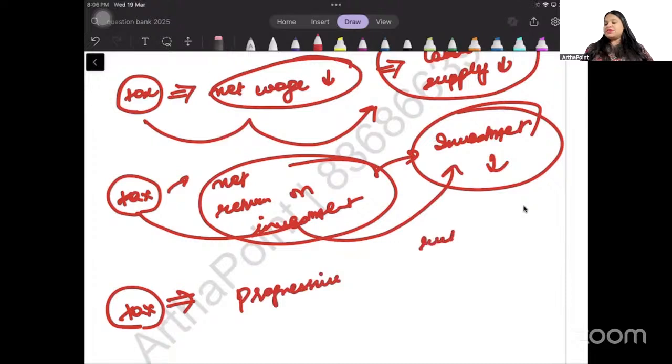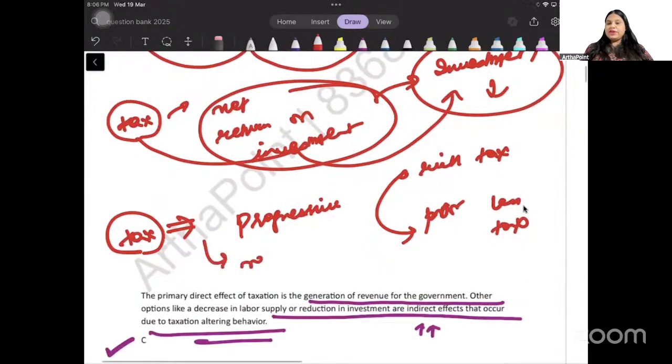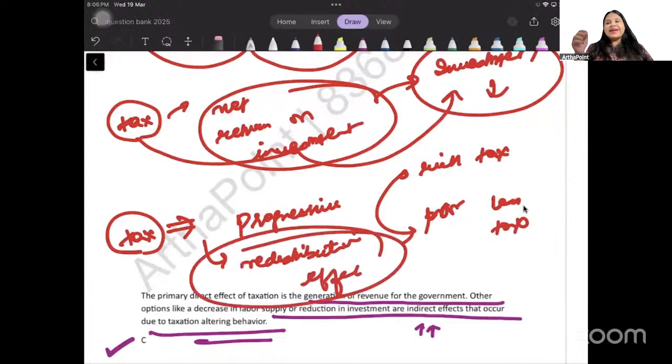माने आपने rich से ज्यादा टैक्स लिया और poor से कम टैक्स लिया, and you will use this tax to pay the poor. तो इससे क्या होगा? It will be redistributional effect. Redistribution of income. But ये direct effect नहीं है. This is not even direct effect, right?